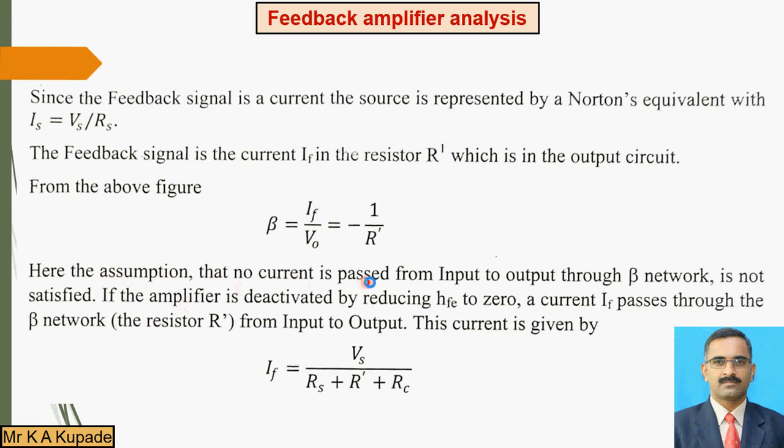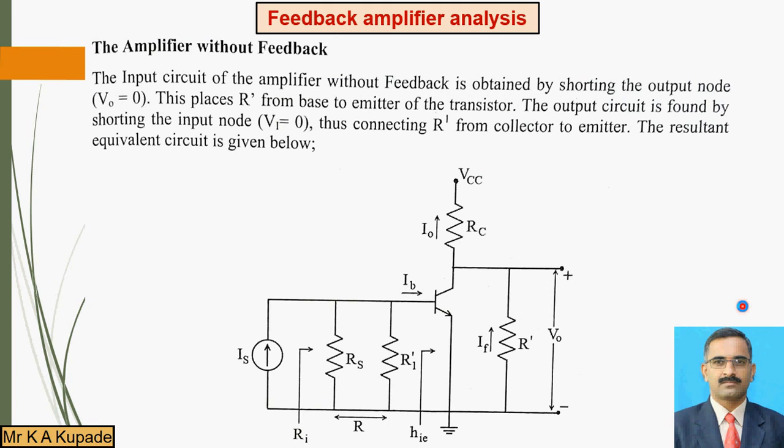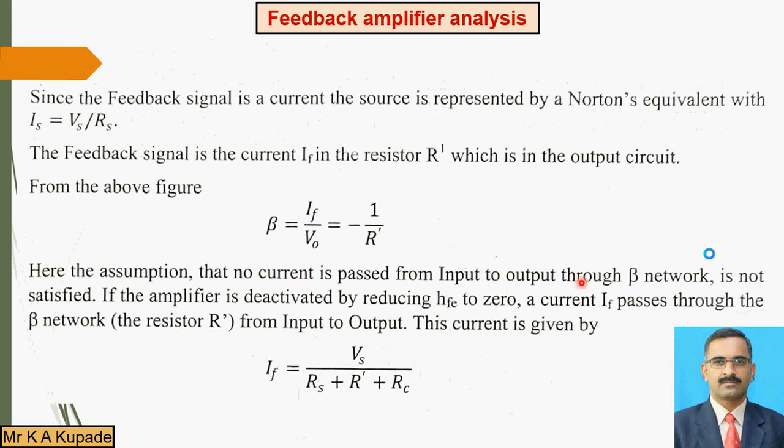Here, the assumption that no current is passed from the input to output through the beta network is not satisfied. That means the assumption is not satisfied here. It is printed by mistake, a typo. Hence, the assumption that there is no current from the input to the output through the beta network is not satisfied here.